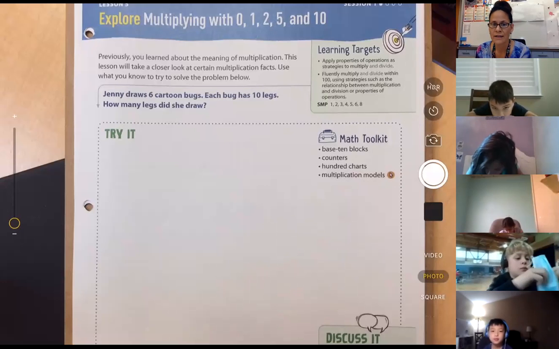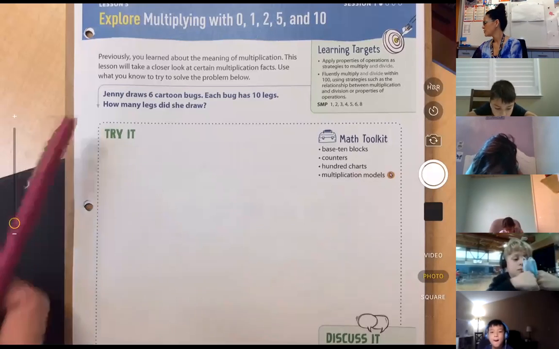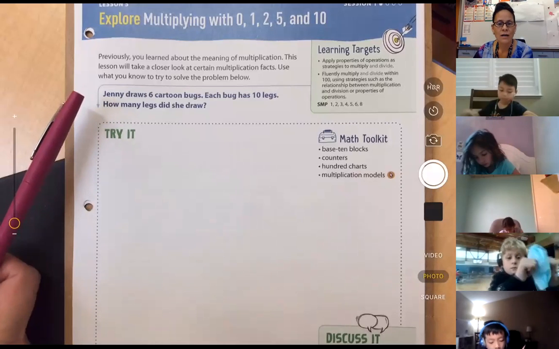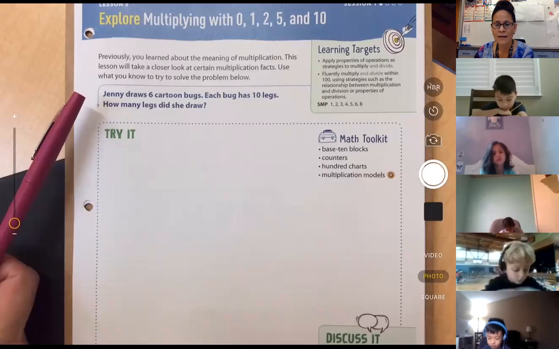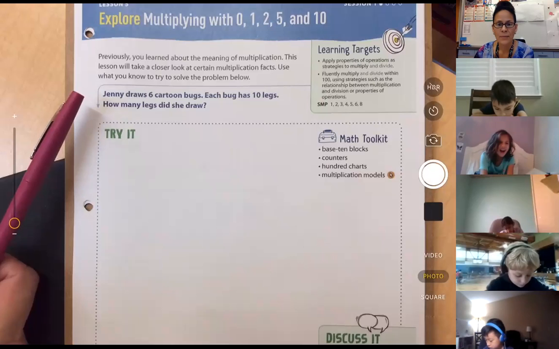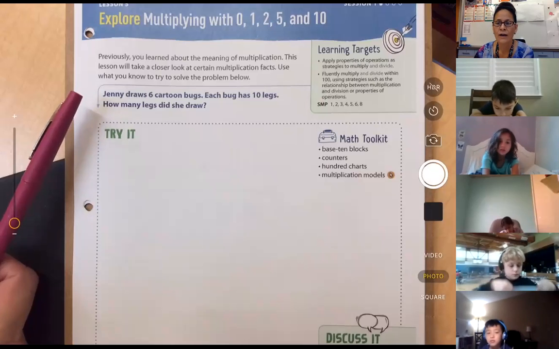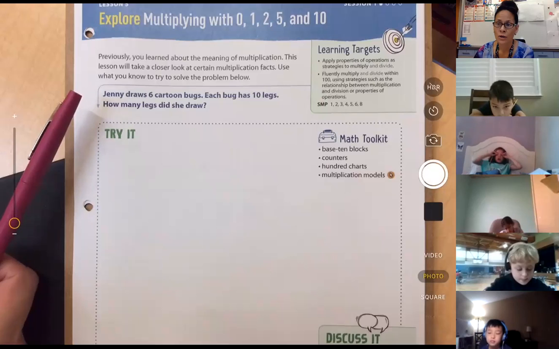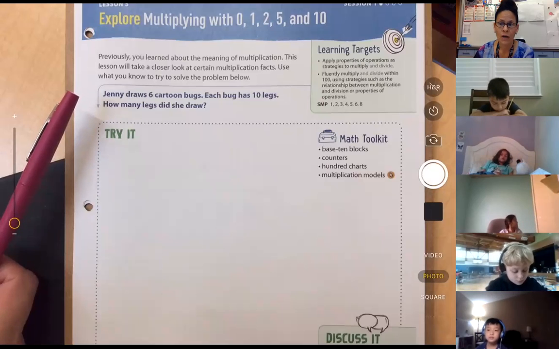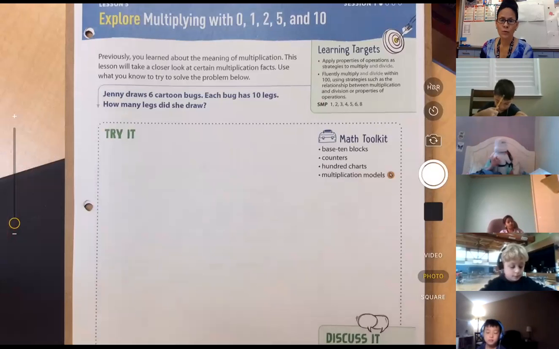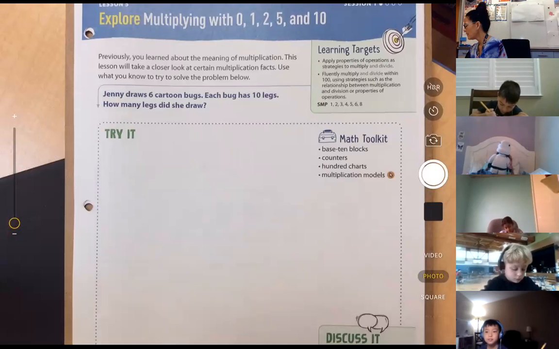Now, friends, it is talking about Jenny. Jenny draws 6 cartoon bugs. Each bug has 10 legs. How many legs did she draw? Now, friends, again, going back to our close read strategies, this is not something that we're going to be able to solve until we know what the question is asking and we identify the important information to help us get there.